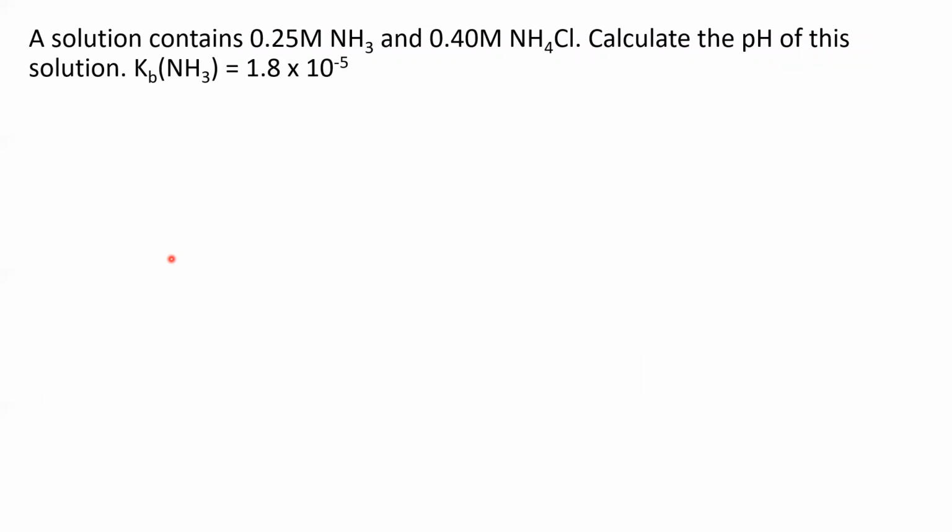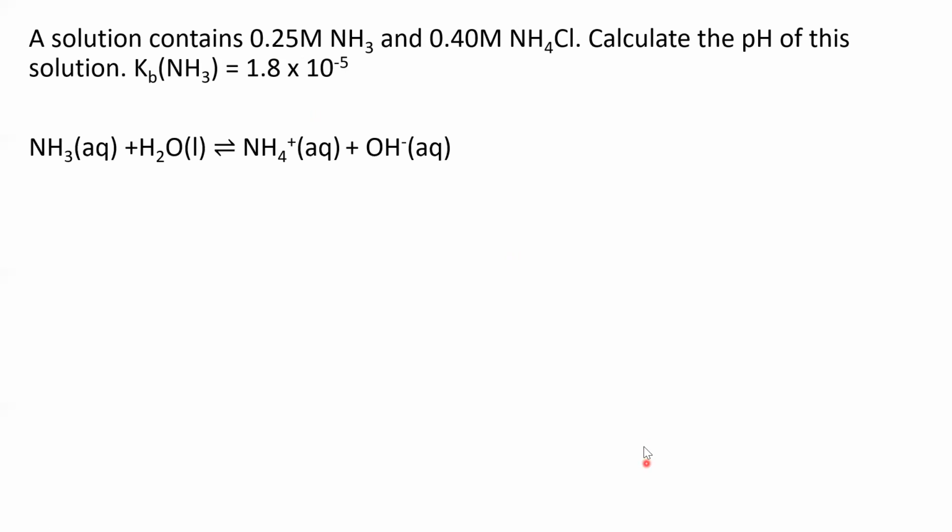So let's look at another one. Okay, this time we have 0.25 molar ammonia. Ammonia is a weak base. And we have 0.40 molar ammonium chloride. Well, that's a salt. It breaks up into ammonium ions and chloride ions. And the ammonium ions are going to be the acid part of our buffer solution. And we're given the Kb for ammonia. We want to calculate the pH of the buffer solution.